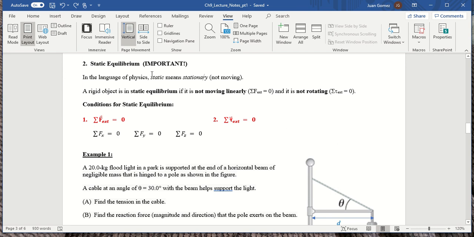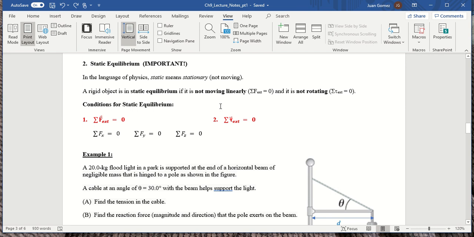Well, in the language of physics, static means stationary, meaning not moving. A rigid object, and by that we mean typically something like a rod, i.e. some type of pole that's supporting a sign that's hanging from a building. The pole is affixed to one end of the building. You hang a sign from the other end. It could be a construction beam that's attached to the side of a building, and the workers walk out on the beam to do their work.